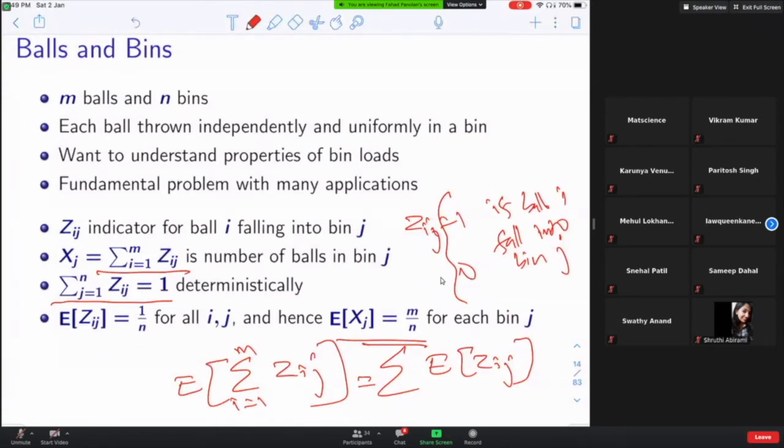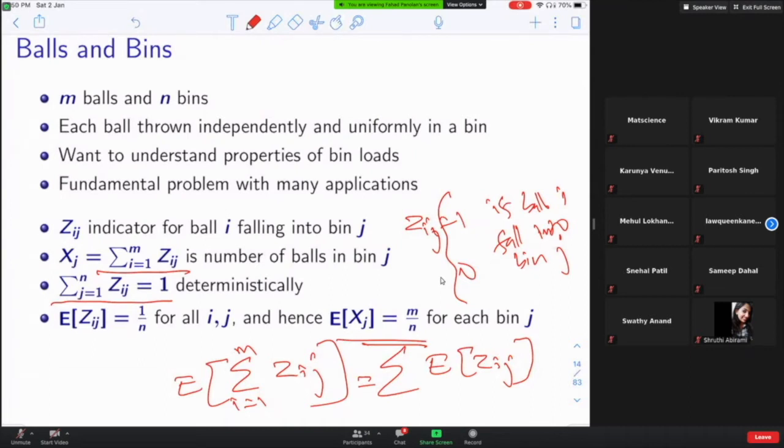See, when I talk about Zij, what does it mean? What is the probability that the ith ball falls in the jth bin? The ith ball can fall in one of the n bins. It can fall in the first bin, or the second bin, or the third bin, or the fourth bin, or the jth bin, or the j+1 bin, like that up to the nth bin. So the ith ball can go into one of the n bins. Each of them will get probability 1 by n.